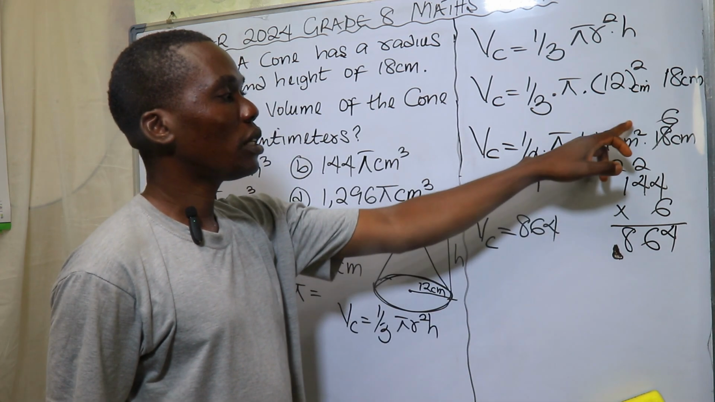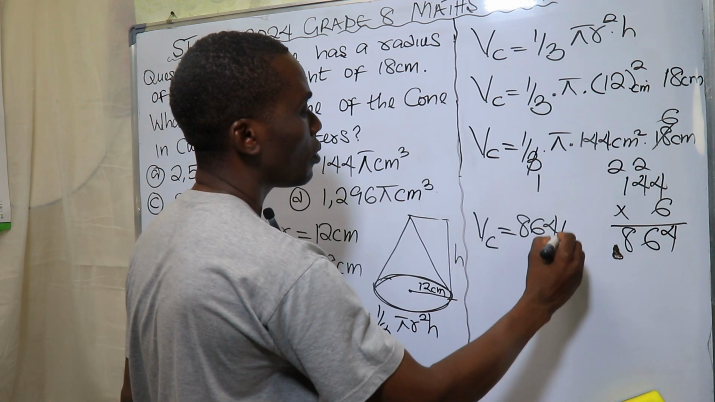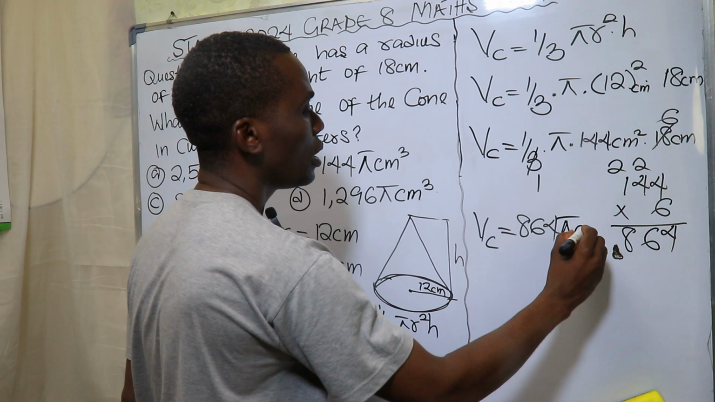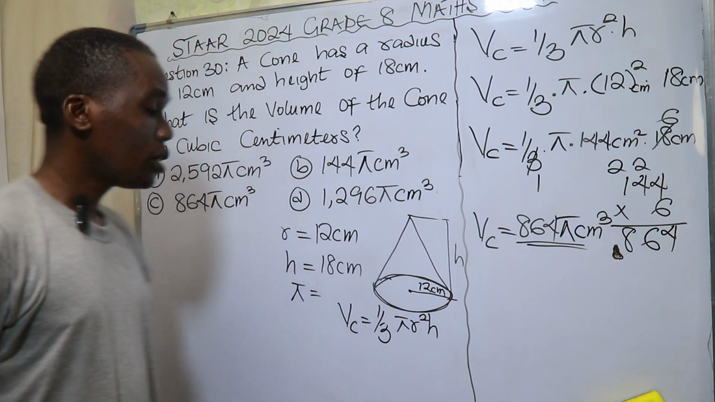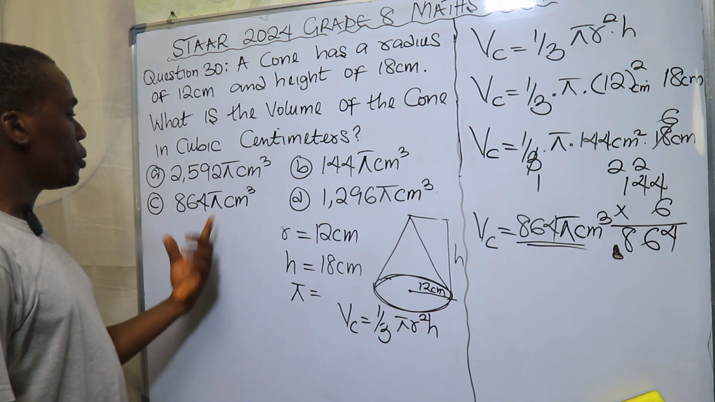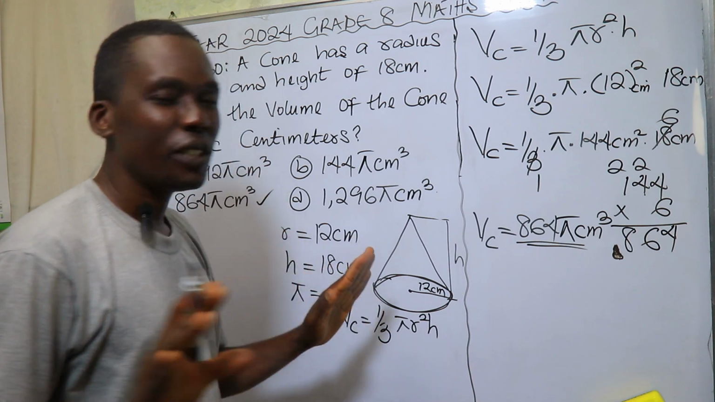Remember, this is centimeter squared because of the square, multiplied by centimeter, and that gives us pi times 864 cubic centimeters. So what do we have as the option? The option is going to be option C. So you see, very easy.